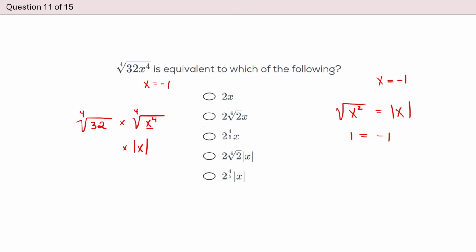So anything that doesn't have the absolute value, I can get rid of. So let's get rid of this one, and this one. Now I just have to figure out what's going on with D and E. So that's when I need to simplify this part, the part on the left.